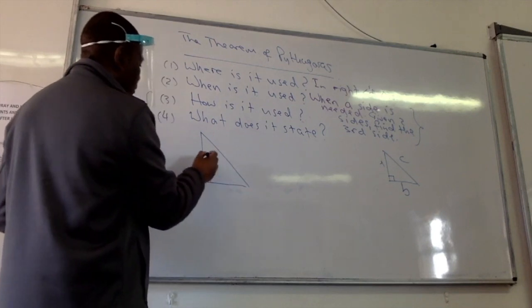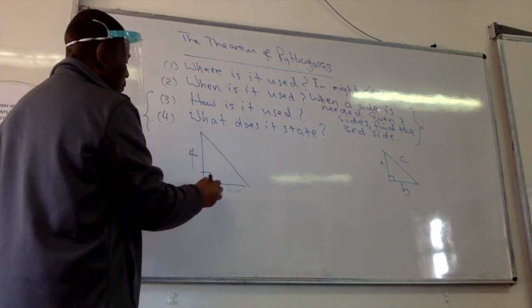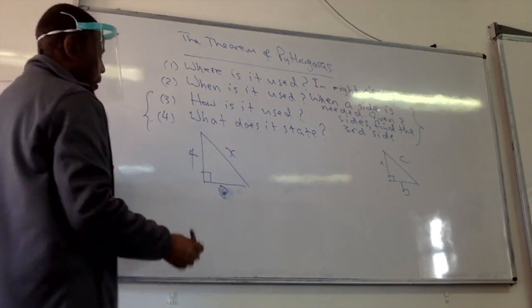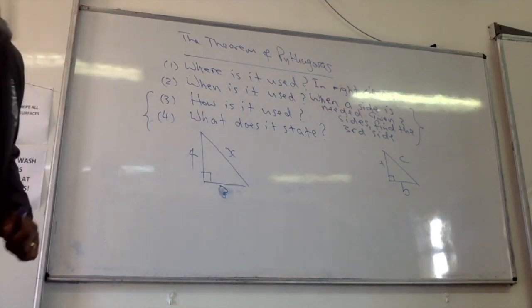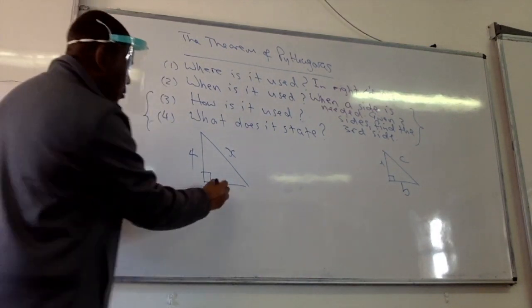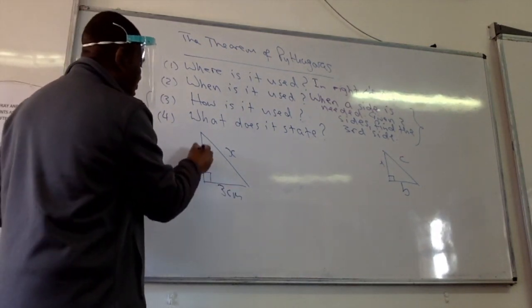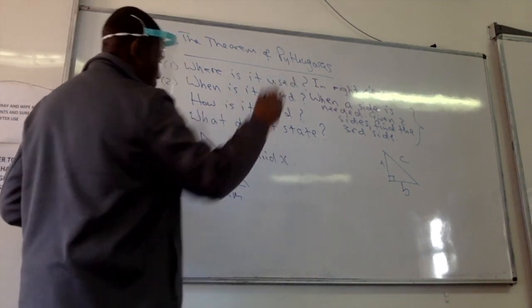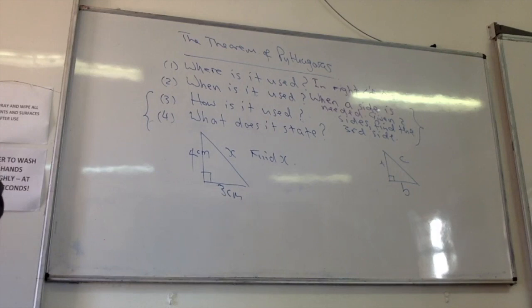So as an example, if this is 4 and this is 3, we can work out x, right? We can work out x. Some of these things are easy. You can just get the answer straight away. So suppose this is 3 centimeters and that is 4 centimeters. Right, how do we find x? Now we are applying the theorem.